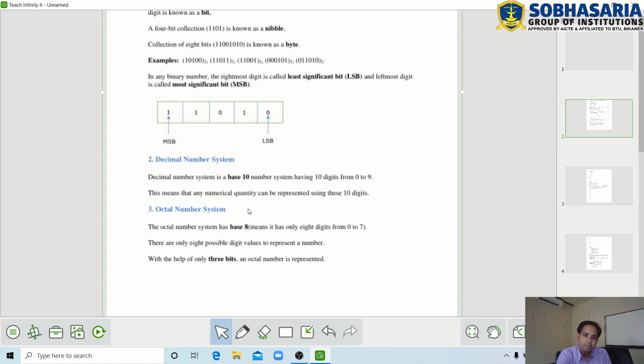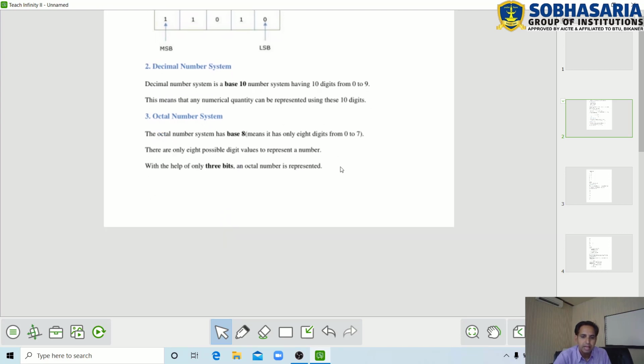Number 3 is the octal number system. The octal number system has base 8, which means it contains values from 0 to 7, and there are only 8 possible digit values to represent a number. With the help of any 3 bits, we can represent an octal number as follows.